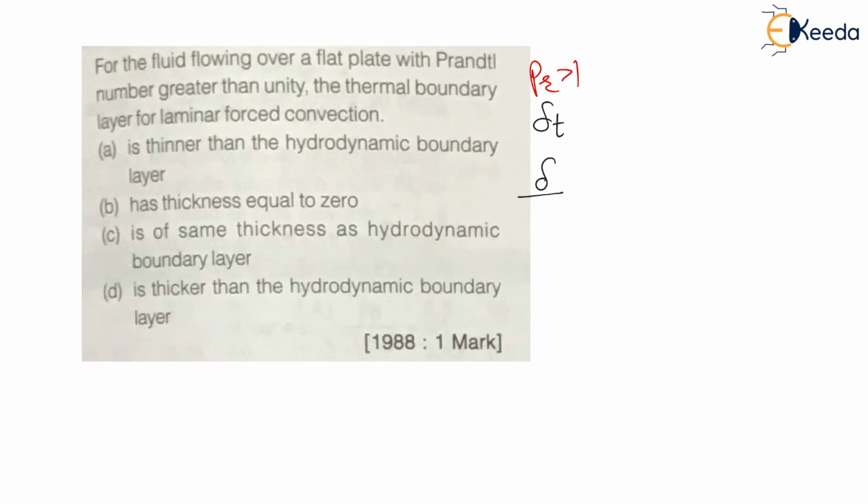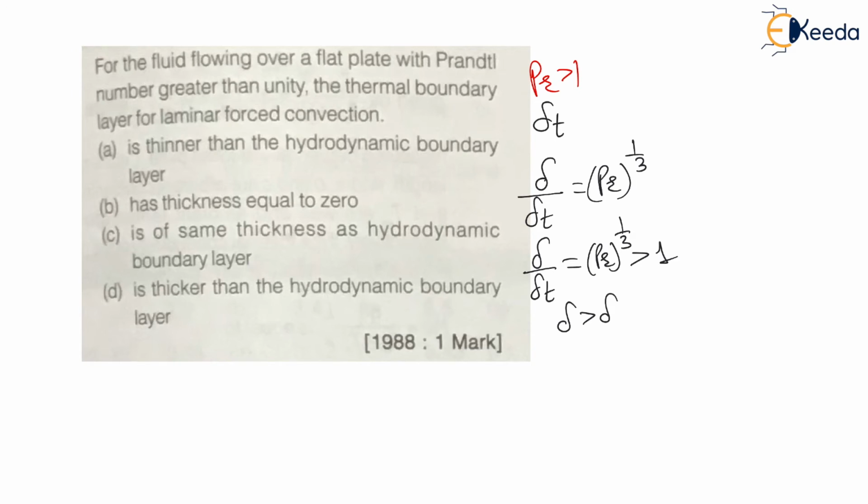Now, hydrodynamic boundary layer thickness divided by thermal boundary layer thickness is equal to Prandtl number to the power 1 by 3, that we have seen 6 to 7 times in the same lecture only, right? Therefore can I say, as Prandtl number is more than 1, del divided by del T, of any value which is more than 1 power 1 by 3, will be more than 1 only. Therefore this del will be more than del T.